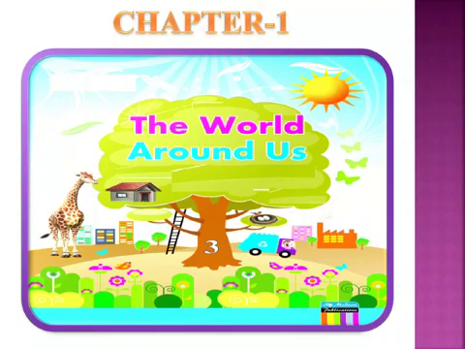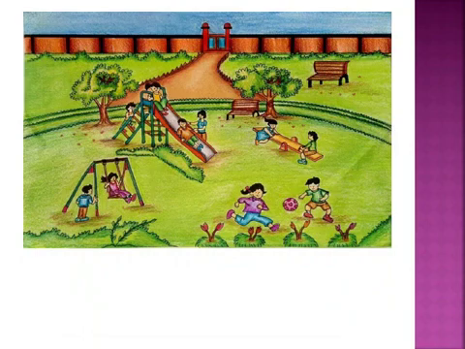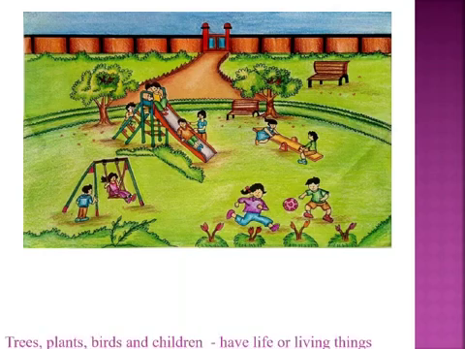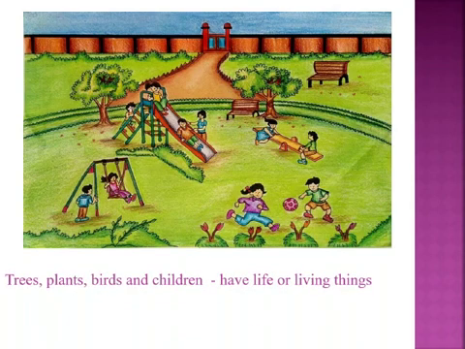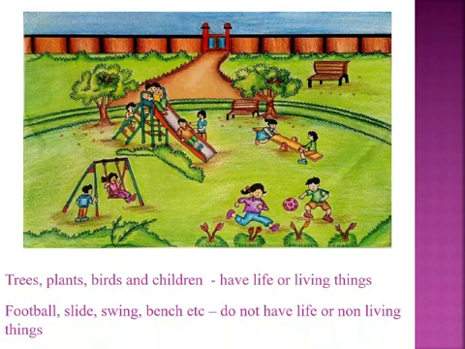Today we are going to start with Chapter 1, the world around us. Before going into the chapter, let us imagine that we are in a playground. Look around and list the things which have life in them. As we see in the picture, we have trees, plants, birds and children which have life. And also a few more things like football, slide, swing, bench, etc., which do not have life. By this, I think you would have got to know we are learning about living things and non-living things in this chapter.